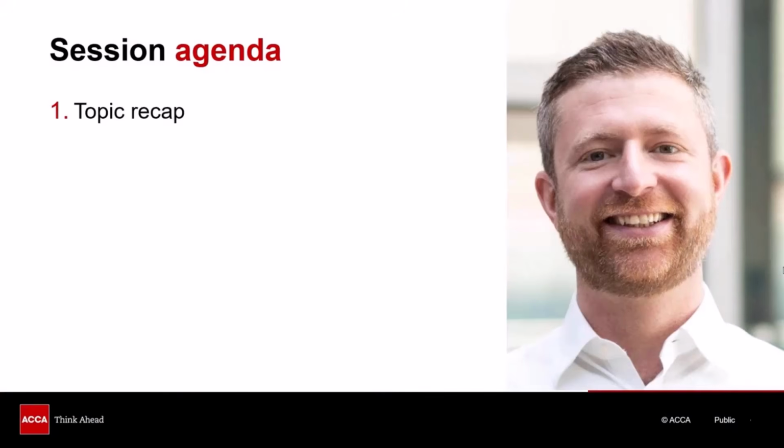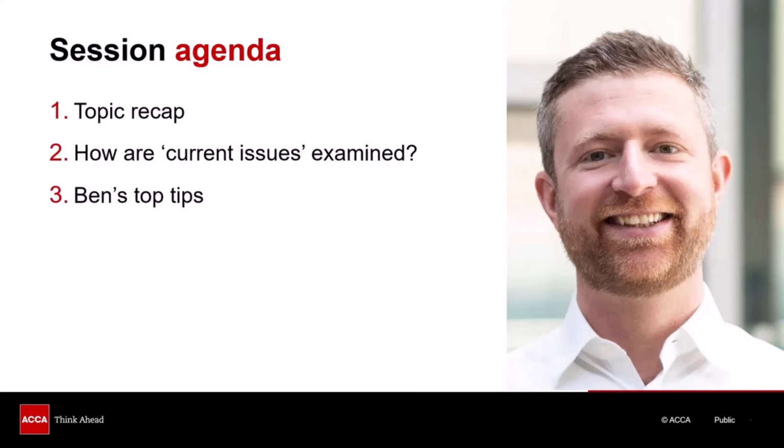So we'll start with a bit of a recap of current issues. What is it that they can test you on as a current issue? What does the examiner define as a current issue? Then I'm going to give you a bit of insight on how current issues are tested in the AAA exam. Then I'll give you my top tips, how to be successful in a current issues question. And then we'll finish off with a demonstration of great exam technique using a current issues question I've written so that you know how to approach a current issues question in the exam.